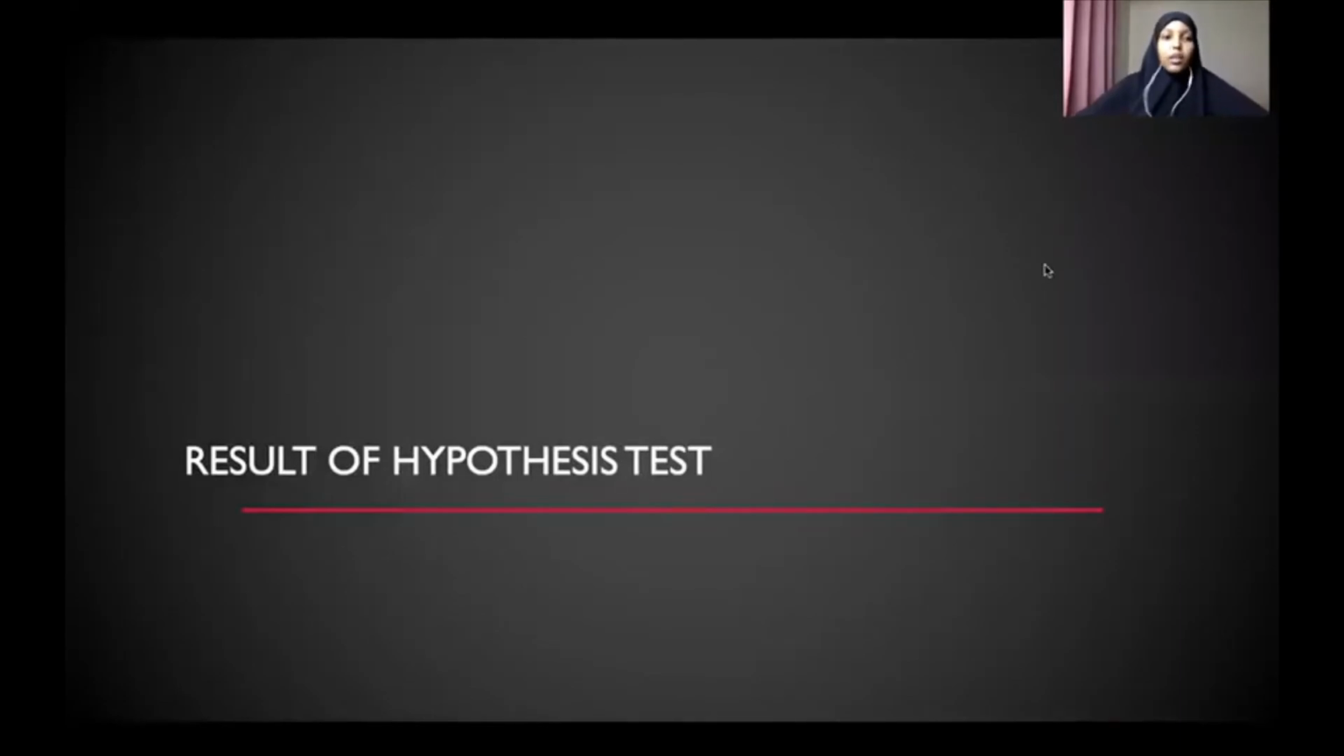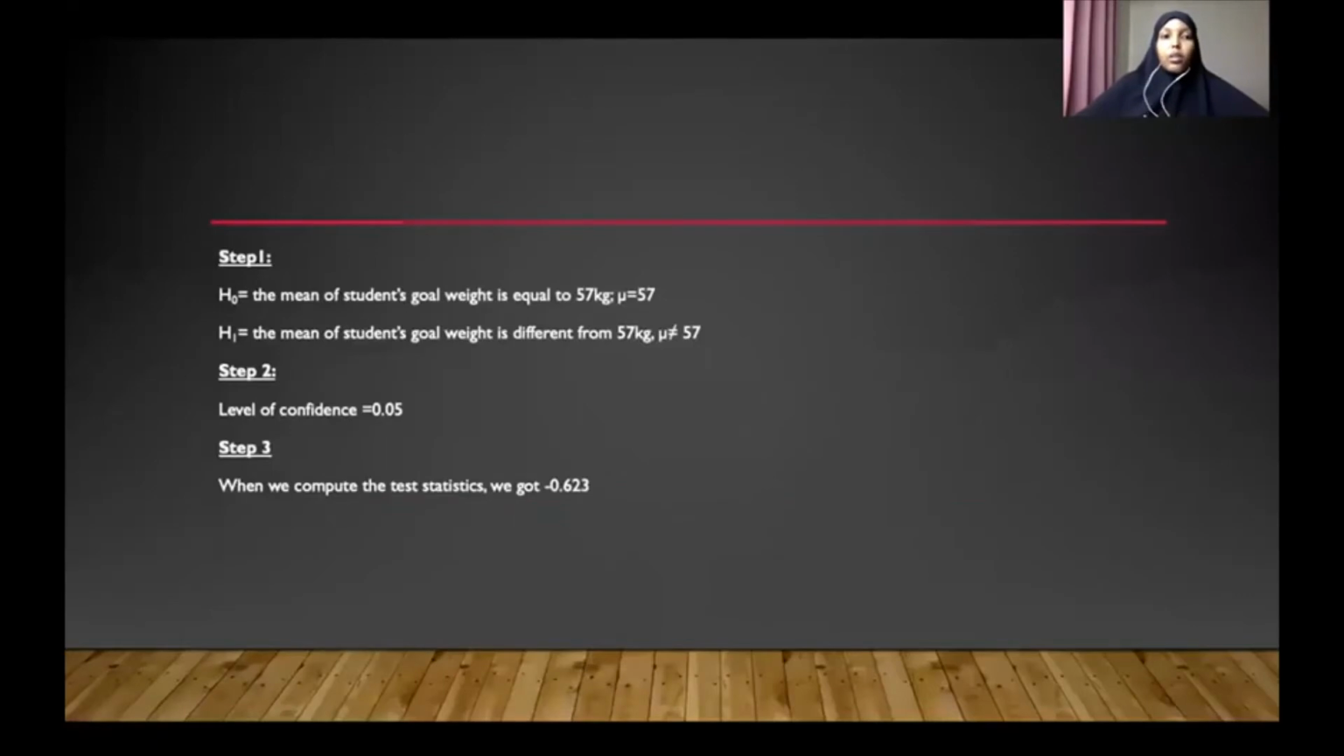Next is the result of the hypothesis test. For step 1, the null hypothesis is that the mean of students' goal weight is equal to 57 kg. The alternate is that the mean of students' goal weight is different from 57 kg. Step 2, the level of significance is equal to 0.05. Step 3, when we compute the test statistic, we got minus 0.623.